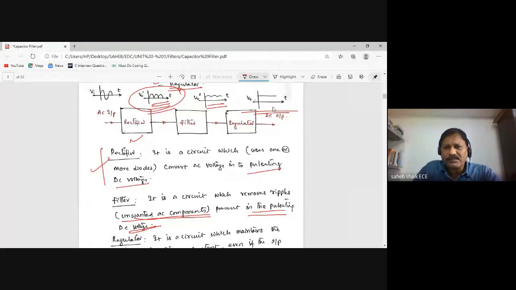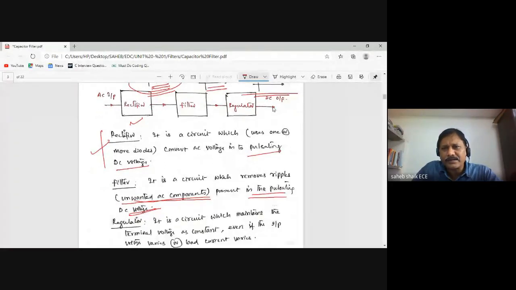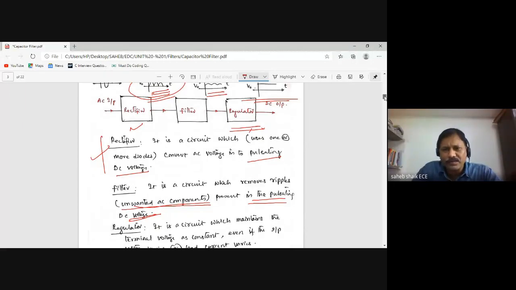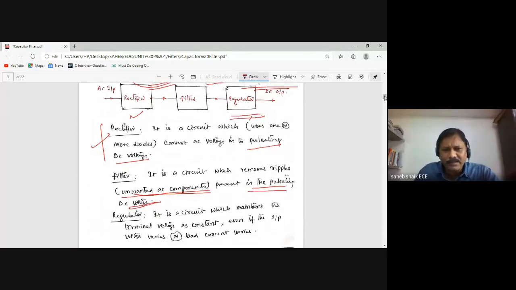Okay, next we go for the regulator. Regulator, this also you have studied. Regulator is the circuit which maintains constant output voltage irrespective of the line and load variations. So it is a circuit which maintains the terminal voltage as constant.